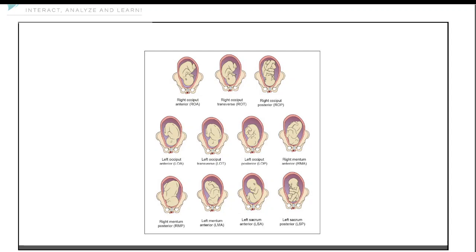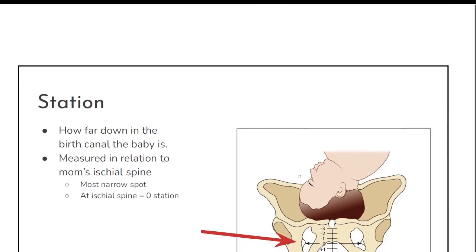But when we start getting into a sacral presentation, or if the baby's hyperextended and we see the mentum presenting, or of course, any of those transverse presentations, that's when we're going to start to see a little bit more of a challenge. Okay, so the next part of this anatomy is looking at the station. How far down does the baby actually go in the birth canal?